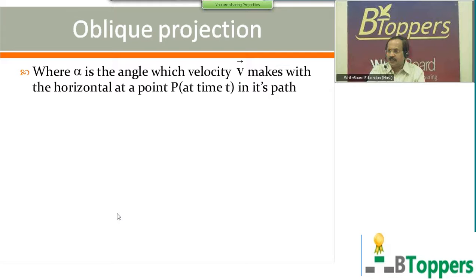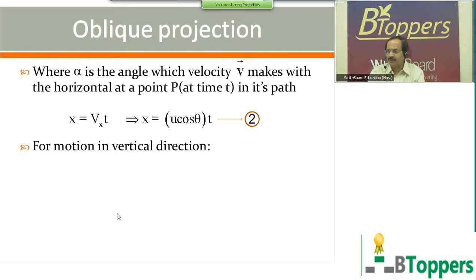So alpha is the angle the velocity v bar makes with the horizontal at point P at time t in its path. So displacement x in the horizontal direction can be written as vx into t. That means displacement in the horizontal direction is covered with a constant velocity of magnitude u cos theta. So I can write x equal to u cos theta into t. You can call it equation number 2.